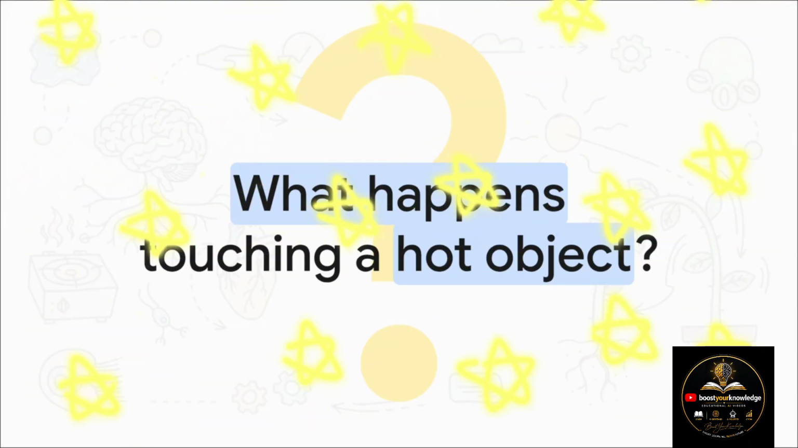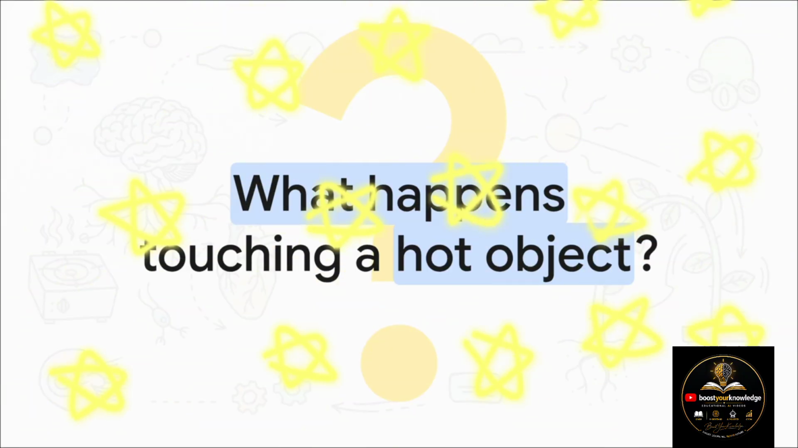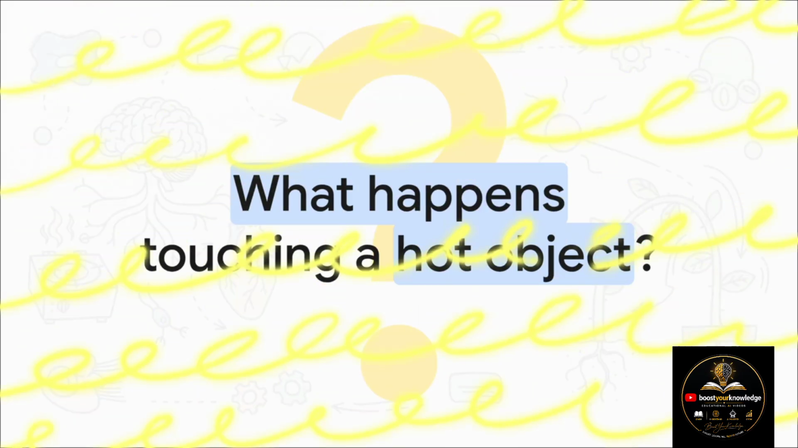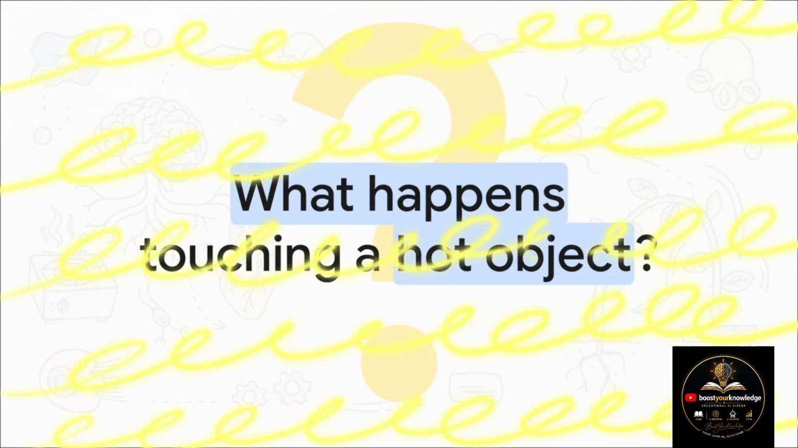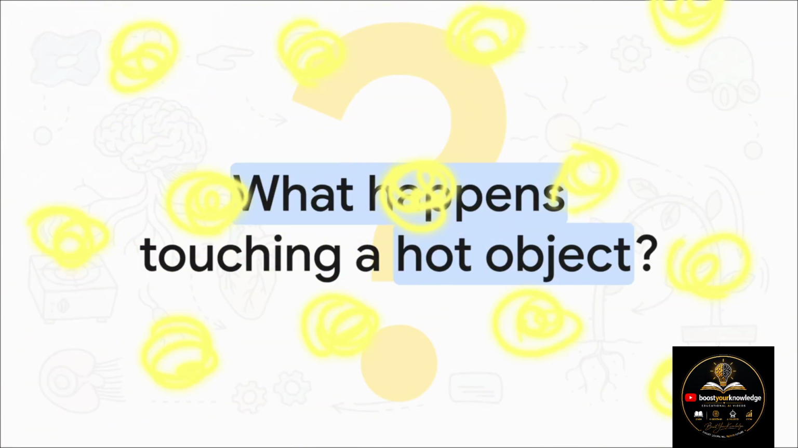Okay, let's start things off with a scenario you've definitely experienced. What actually happens when you accidentally touch a scorching hot pan? I mean, you don't just stand there and ponder it, right? No, you pull your hand away instantly. That split-second reaction is the absolute perfect real-world example of biology in action. It's the ultimate demonstration of your body communicating with itself to keep you safe.